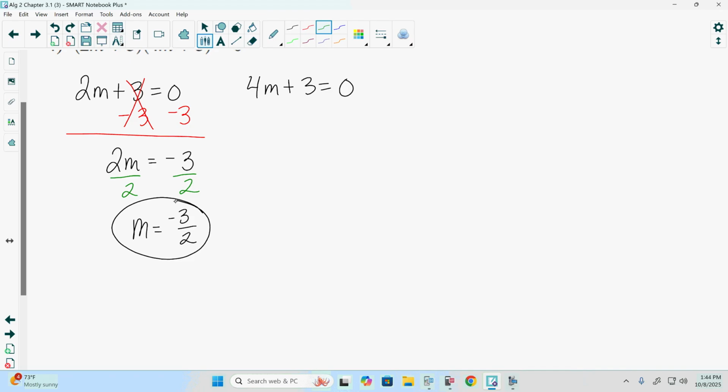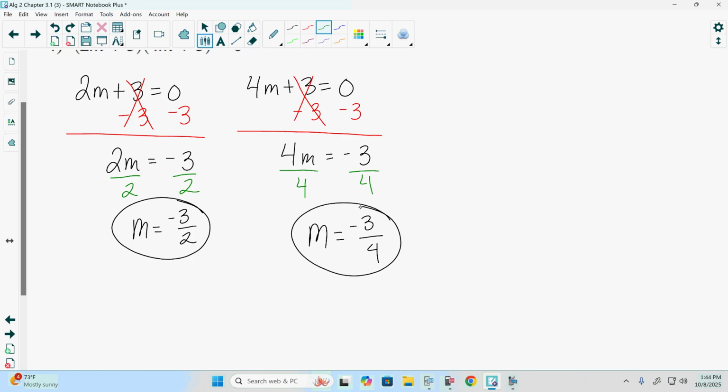For 4m plus 3, what would we do first? We would need to subtract 3 from both sides, because 3 minus 3 would be 0, telling us that 4m is equal to negative 3. And then we would divide both sides by 4, telling us m is equal to negative 3 fourths. So those are our two values of m that would make this function be 0. Because negative 3 halves and negative 3 fourths don't simplify any further, we can leave them as those fractions. Questions on this here?